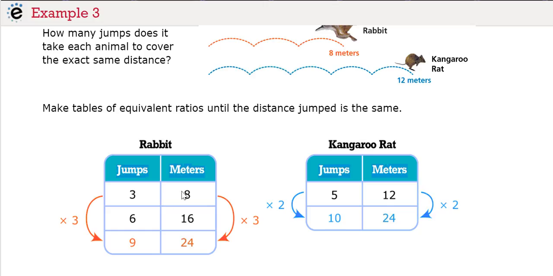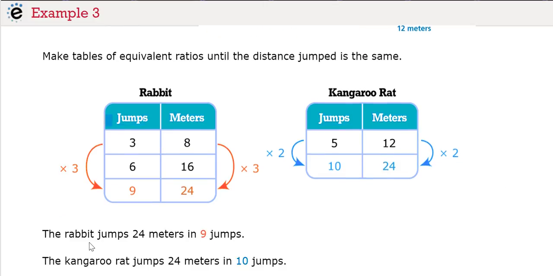We can use this technique to fill in these ratio tables to continue to solve for this. What we did in the end was find the least common multiple between these two numbers. 8 times 3 here is 24, and 12 times 2 here is also 24. So we're able to use those numbers to come up with that. From there we can take our data from this table to make our comparison, saying that the rabbit is going to take 9 jumps and the kangaroo rat is going to take 10 jumps, and then they'll be at the same distance.